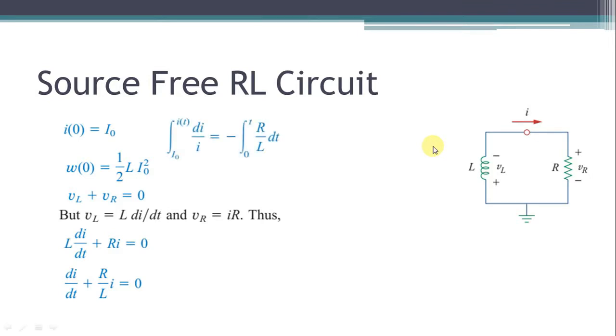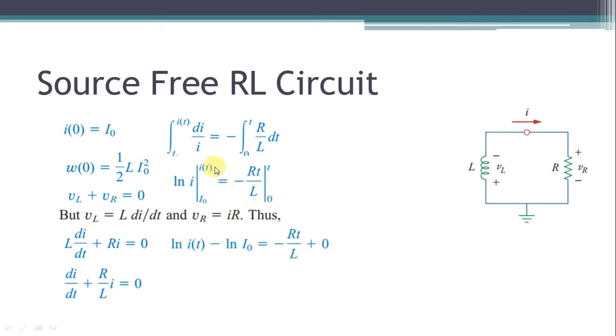To find the current response of the circuit, we integrate both sides to eliminate the differential terms. So here we have the integral of di by i equals minus the integral from 0 to t of R divided by L dt. The current goes from I naught to I of t, where I of t can be anything. This gives log of i, from I naught to i(t), equals minus Rt divided by L from 0 to t.